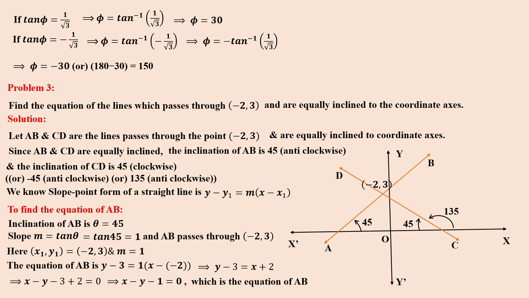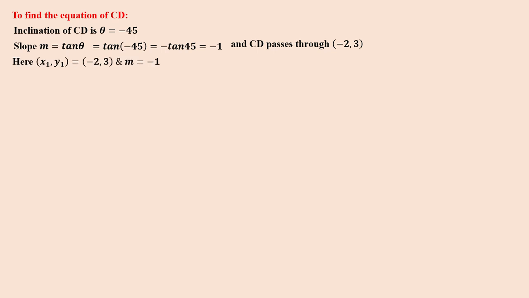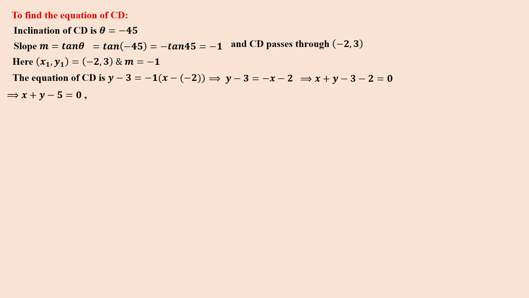Now we have to find the equation of CD. So theta is equal to minus 45, right? So m is equal to tan theta. So tan minus 45 is minus tan 45. Tan of minus theta is equal to minus tan theta, that is equal to minus 1. CD also passes through minus 2 comma 3. So x1, y1 is minus 2 comma 3, m is equal to minus 1. So slope point form: y minus y1 equal to m into x minus x1. So y minus 3 is equal to minus 1 into x minus minus 2. So you will get x plus y minus 1 equal to 0. This is the equation of CD.